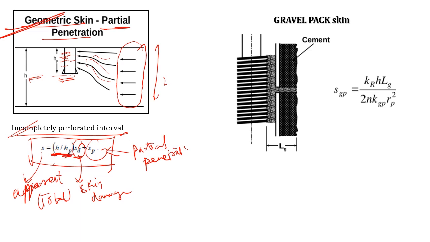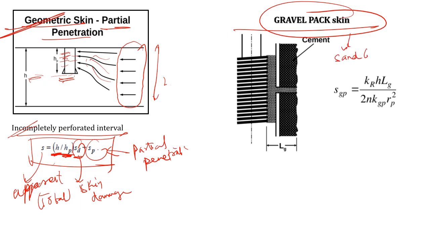Now let's discuss gravel pack skin. Again, I will be discussing gravel packing when I discuss well stimulation. Gravel packing is used as a tool for sand control. For sand control, this gravel packing well completion is used. When I go for this gravel pack, I will experience an additional pressure drop, and this additional pressure drop can be denoted as gravel pack skin, which is shown by this particular formula.